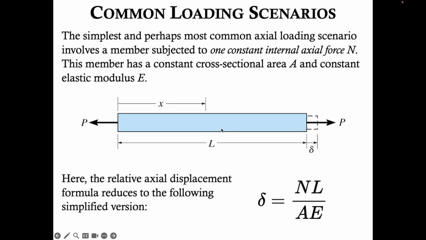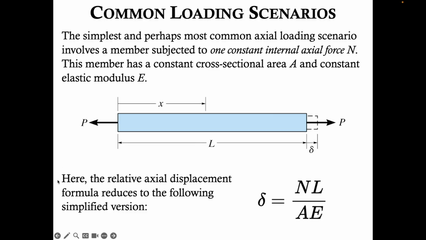This member has a constant cross-sectional area A and constant elastic modulus E, so it's by far the simplest possible scenario of axial loading. So we have an applied external axial force P, in this case showing tension. We have X measuring length along the bar or the member, L the total length of the member, and delta being some total axial displacement. And as we said, it has a constant unchanging cross-sectional area and constant elastic modulus.